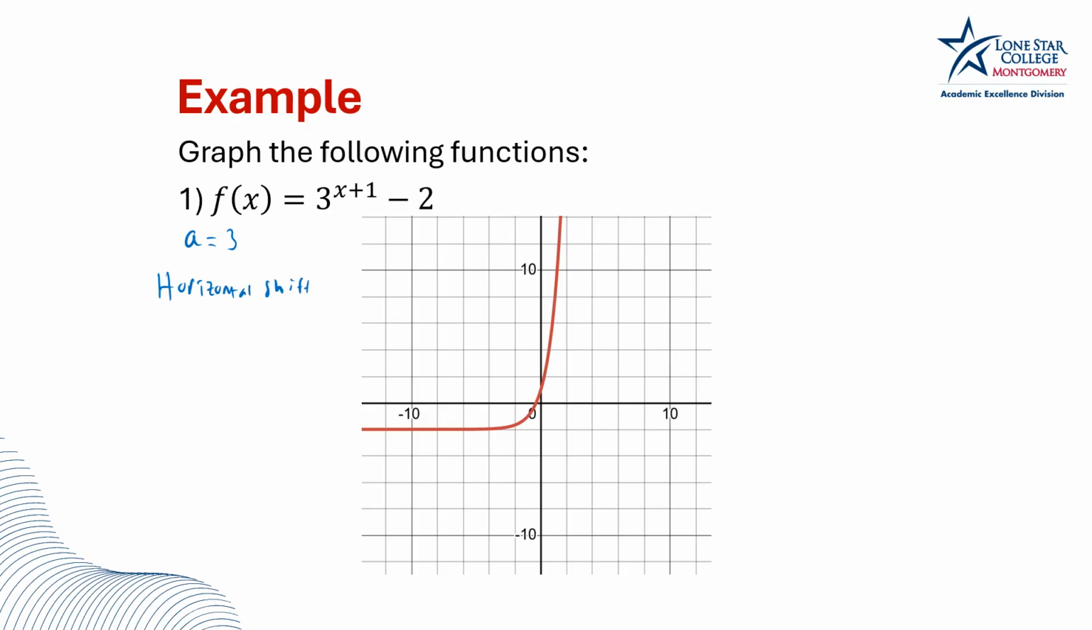And because it's a +1, you think opposite, so we're actually shifting it left 1. Now, the -2 is on the outside of our function, so that would actually be a vertical shift. And because it's a -2, it would be down 2.